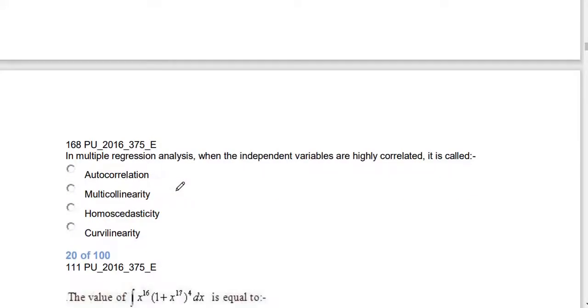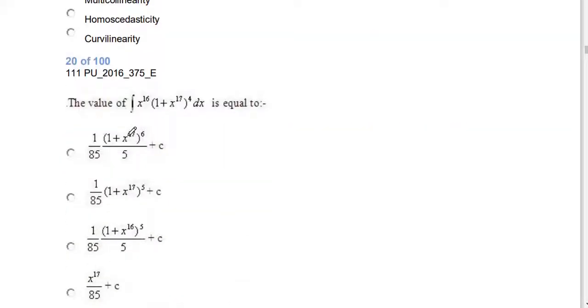In multiple regression analysis, when the independent variables are correlated, it is called autocorrelation, I think. You can refer to it. See, this is a differentiation question, you know very well. You can just take it as t for this term.